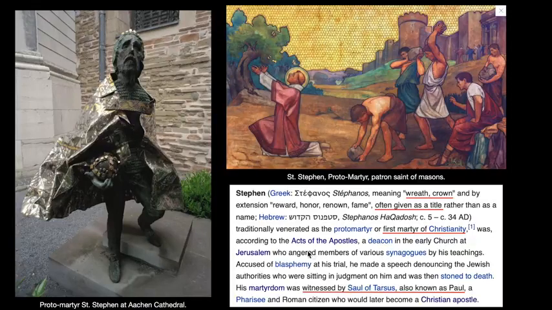He was, according to the Acts of the Apostles, a deacon in the early church in Jerusalem, who angered members of various synagogues by his teachings. Accused of blasphemy, at his trial he made a speech denouncing the Jewish authorities who were sitting in judgment on him, and was then stoned to death. His martyrdom was witnessed by Saul of Tarsus, also known as Paul. And I believe Paul was involved in the stoning of Saint Stephen. He's also the patron saint of Masons.